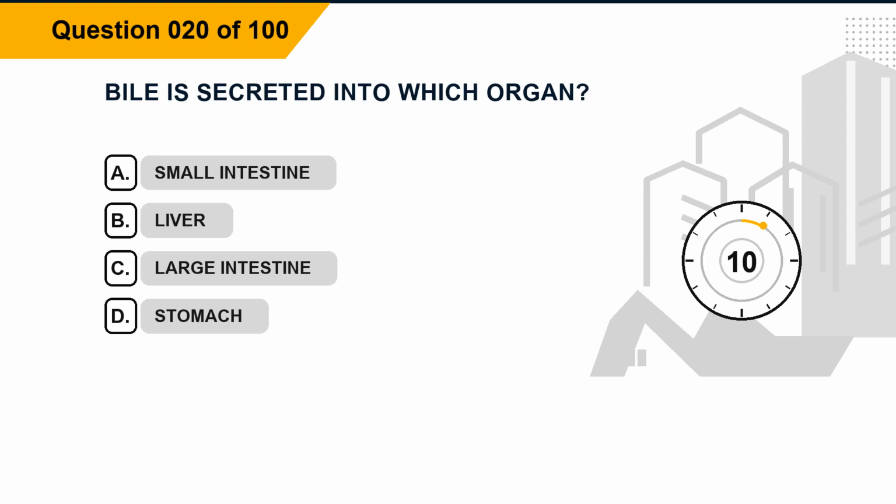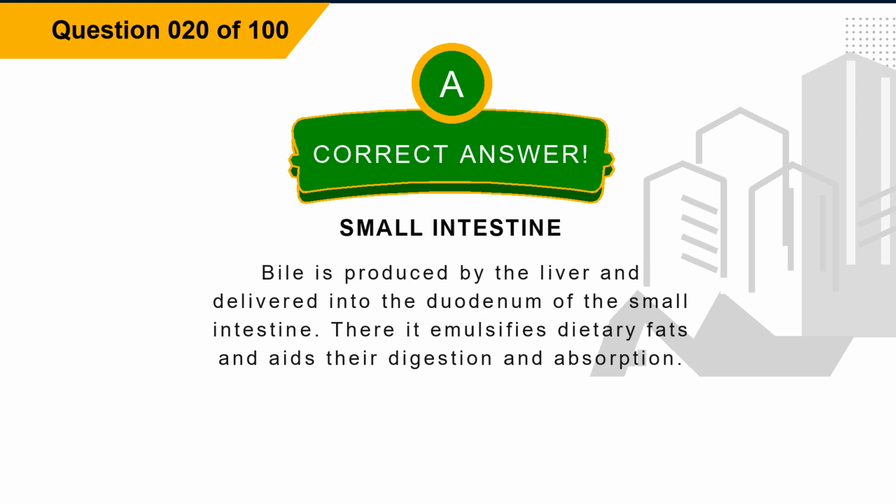Question 20. Bile is secreted into which organ? Option A, small intestine. Option B, liver. Option C, large intestine. Option D, stomach. The correct answer is option A, small intestine. Explanation. Bile is produced by the liver and delivered into the duodenum of the small intestine. There it emulsifies dietary fats and aids their digestion and absorption.